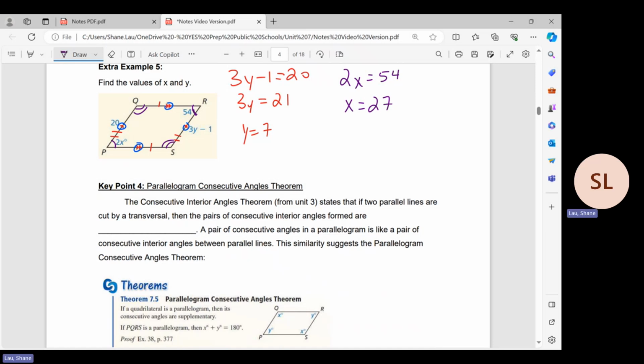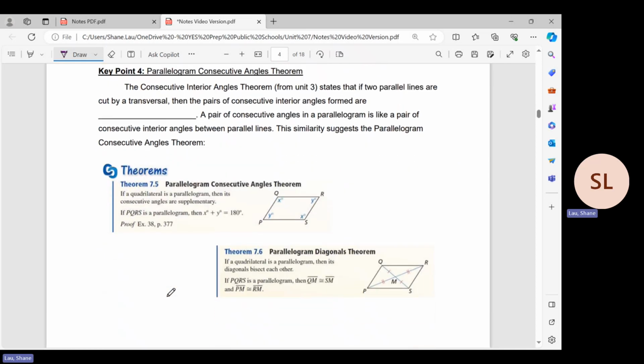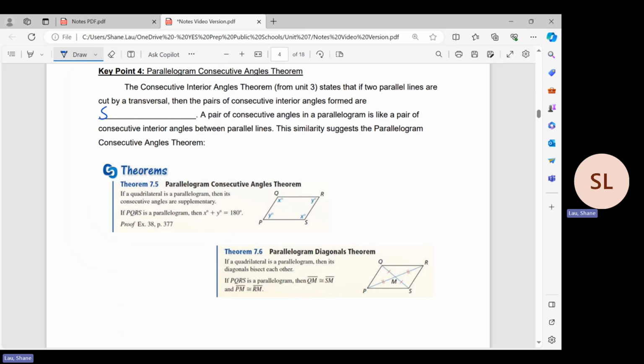We do have 2 more examples to get through, so we have 1 more key point and 1 more example here. And so we look at key point 4, the consecutive interior angles theorem that we learned back in Unit 3. It states that if 2 parallel lines are cut by a transversal, the pairs of consecutive interior angles formed are supplementary. Okay, coming back to that Unit 3 stuff, supplementary.